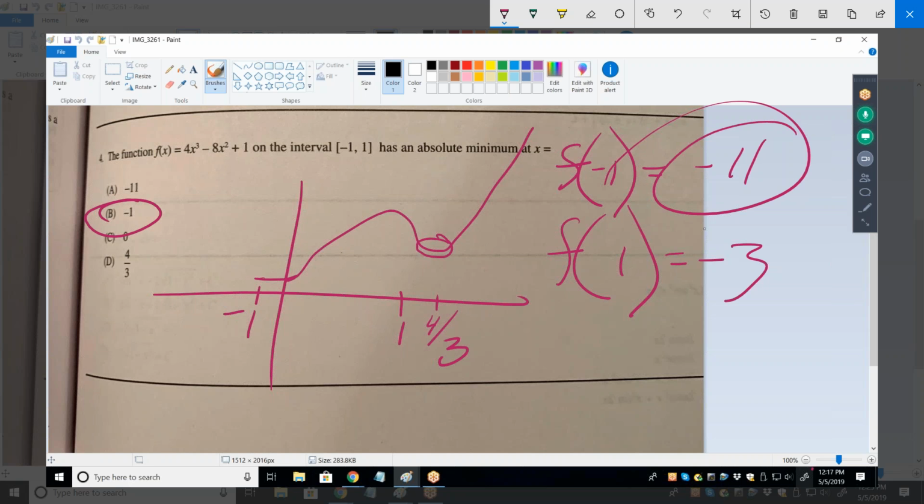In other words, and the wording is extremely important on these. In other words, if they'd have said, what is the absolute minimum, then they're talking about the y value, or the f of x value. But specifically say it has an absolute minimum at x equal, and you're right, it's x equal -1 is where we found that.